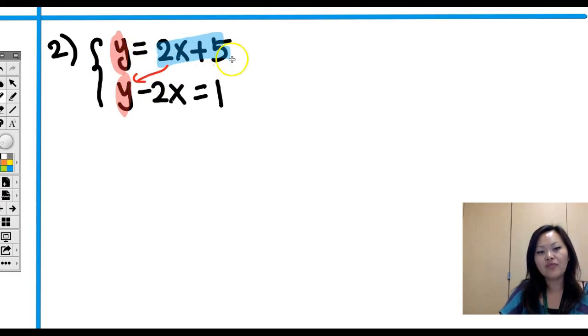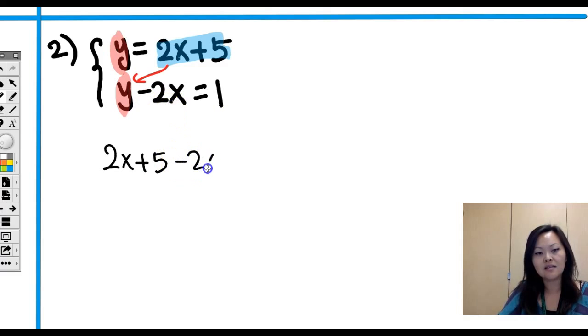So since the first equation is just telling me that y is equal to 2x plus 5, I'm going to leave it alone. I'm just going to look at the bottom one. So instead of this y, I'm just going to plug that in. So let's just rewrite the equation. Instead of this y that I highlighted in pink, I'm going to put 2x plus 5. And I'm just going to finish writing the equation. I'm going to put -2x, and that equals 1.